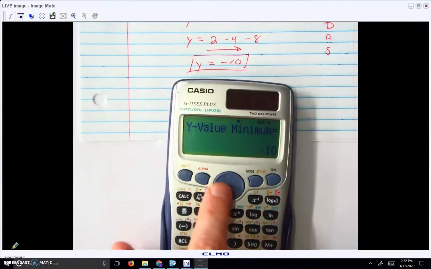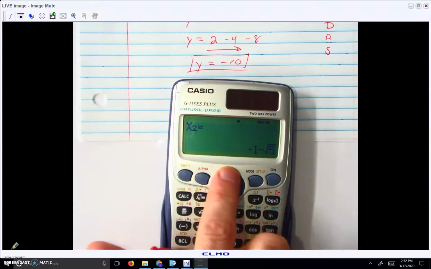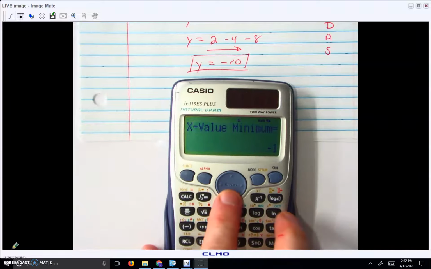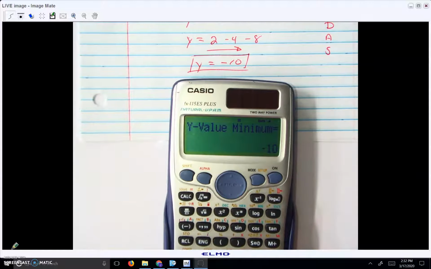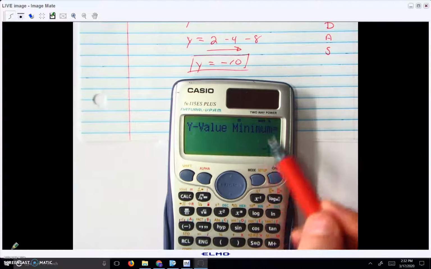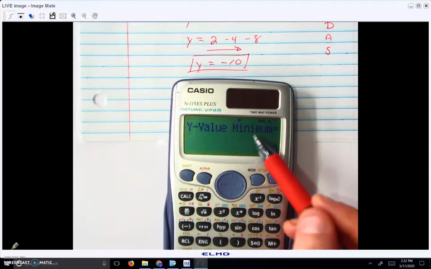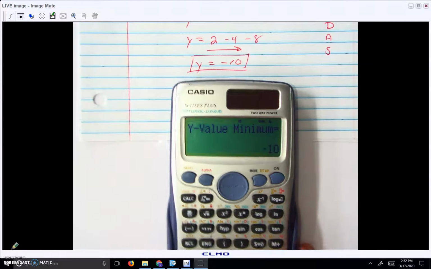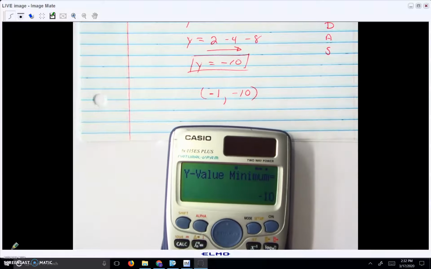I can scroll back through those using my arrow keys to go up and down through my x-intercepts, my x value, and my y value of my vertex. The other thing that this tells me is right here. It says minimum. That tells me that if I was asked whether that vertex is a minimum or maximum, this is a minimum. This graph opens up. So that is how we do that in standard form.